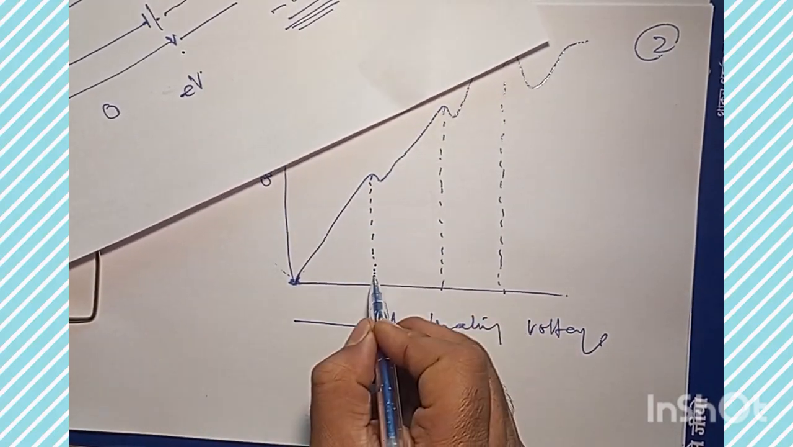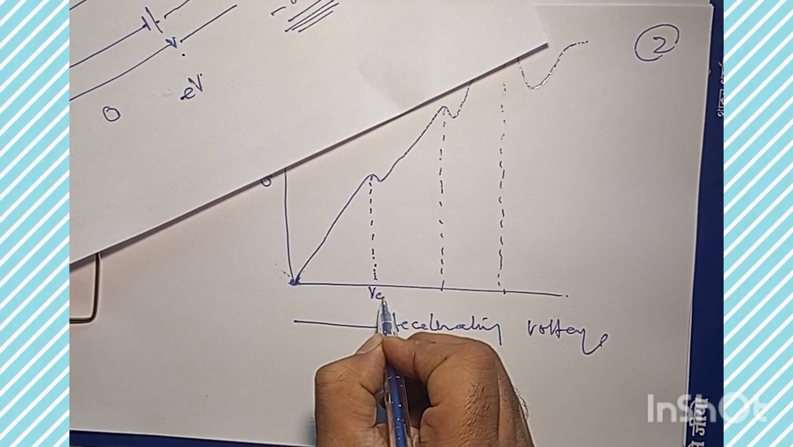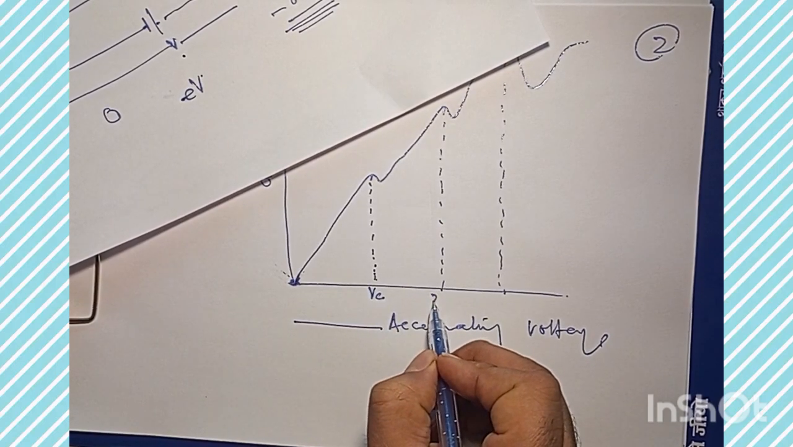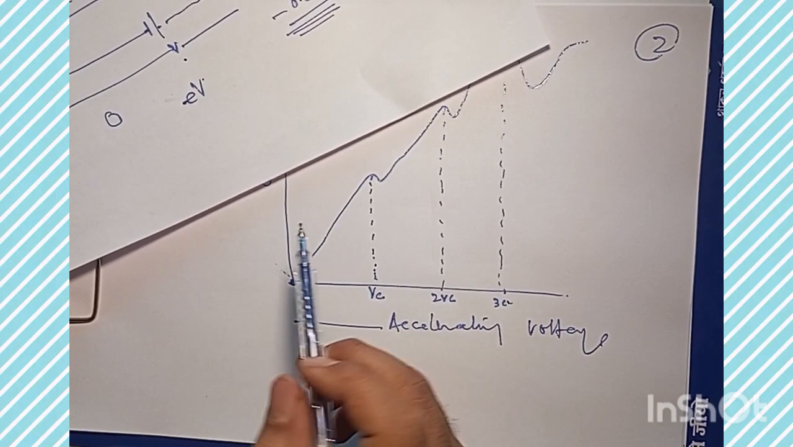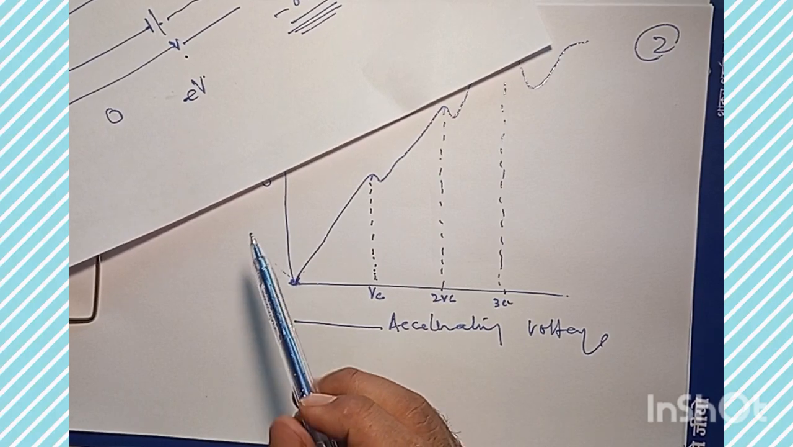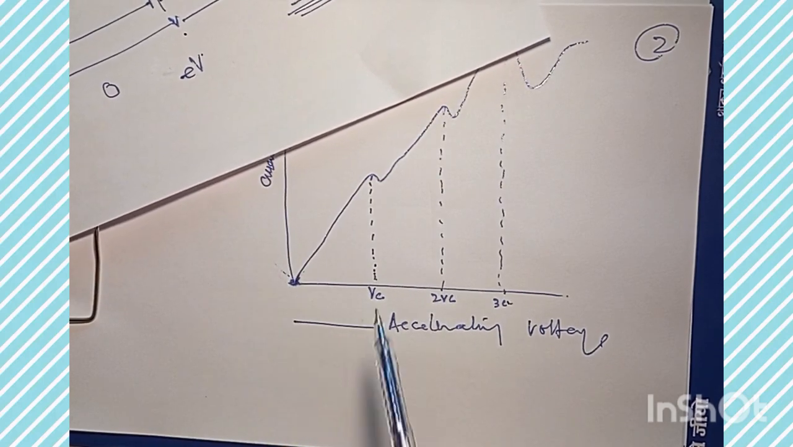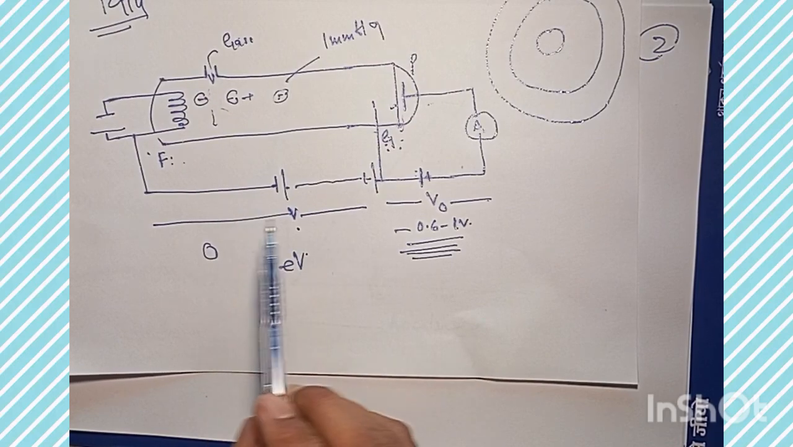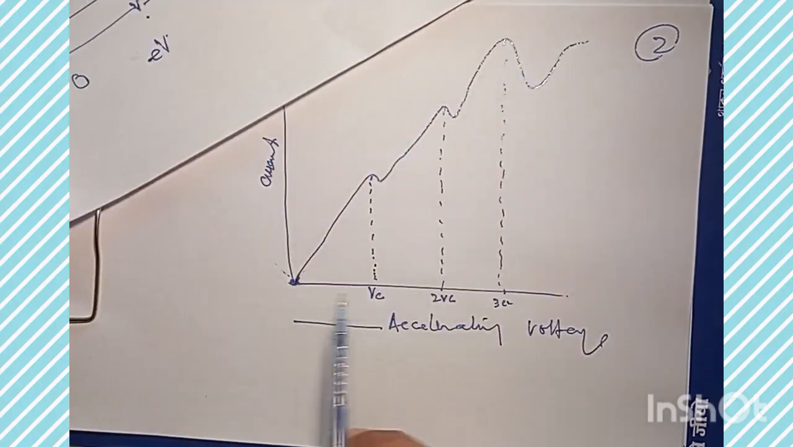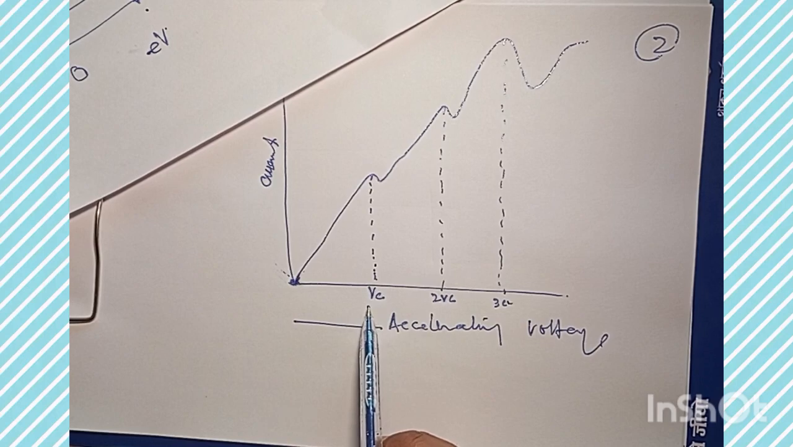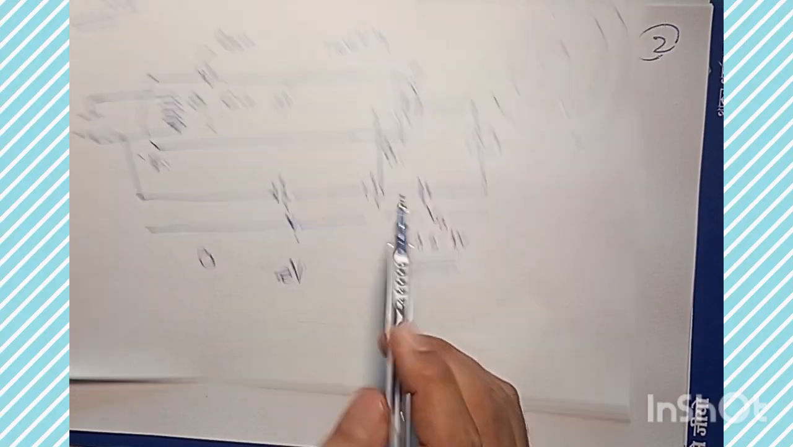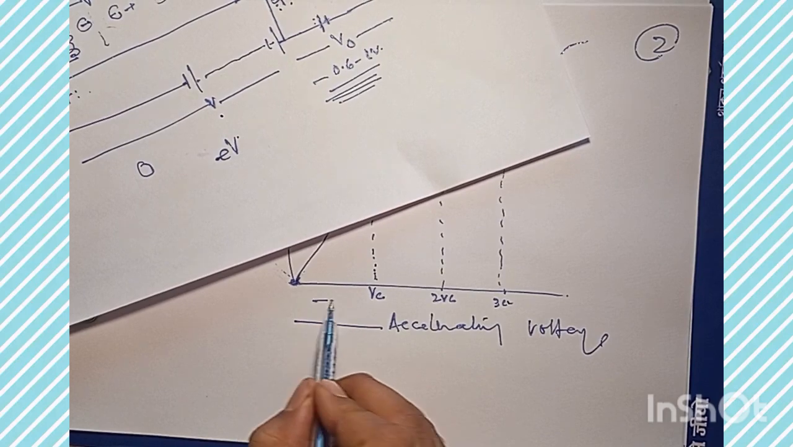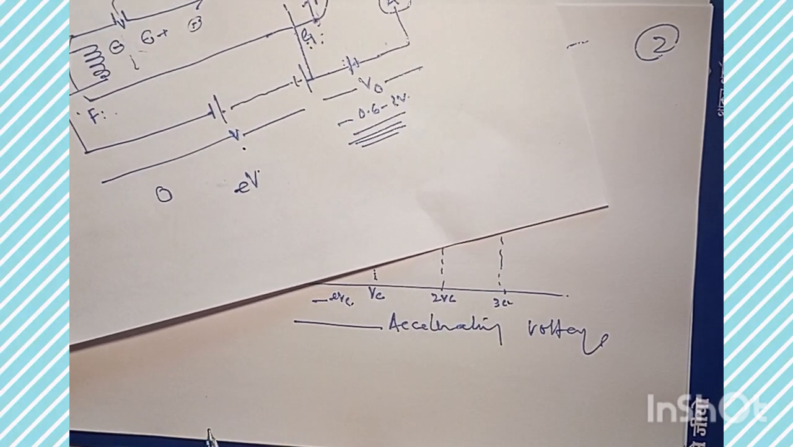So if I call this VC, and this I would like to call twice VC, and this thrice VC. So what happens is that when the accelerating potential V becomes equal to the first excitation potential, that is VC of these gas atoms, the electron's energy at G that we have here is eVC. At that time, it has eVC amount of energy.